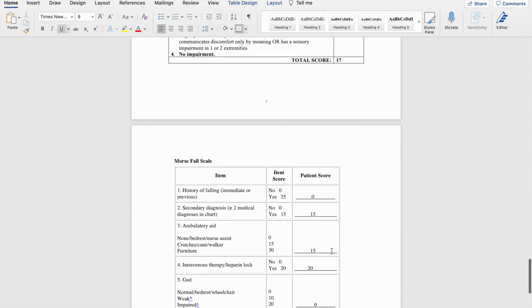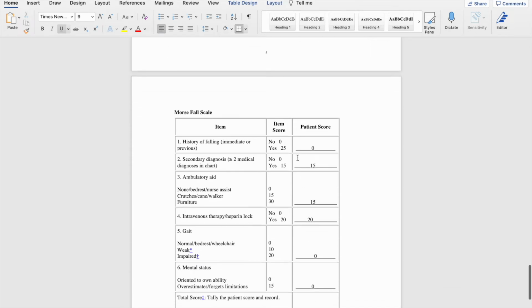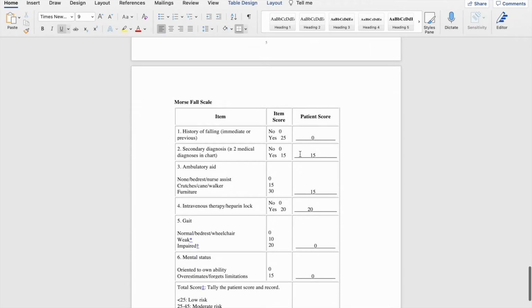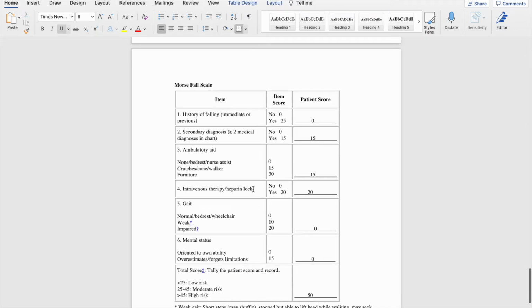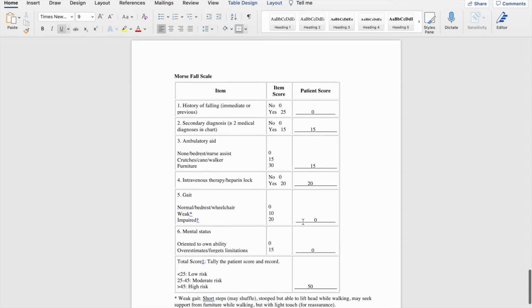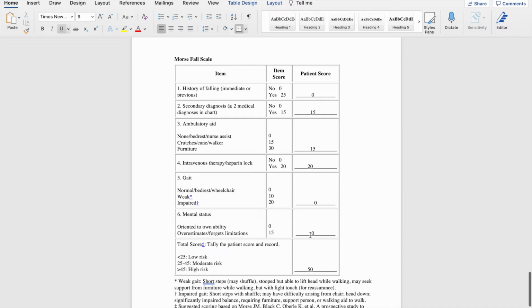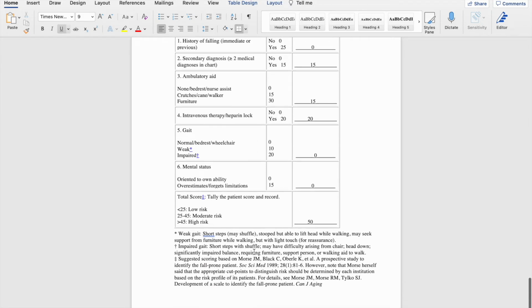Her risk for falls, she never had a fall in the past, so that was 0. She did have more than 2 diagnoses in her chart, so she scored a 15. Her ambulatory aid, she uses a walker, so she got a 15. She did have intravenous therapy, so she got a 20 on that. She was bed rest, so 0. And she's oriented to her own ability. So as we see, she was a high risk for falls patient, so that's something that we noted.